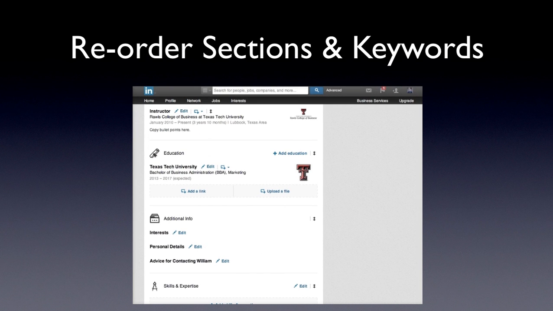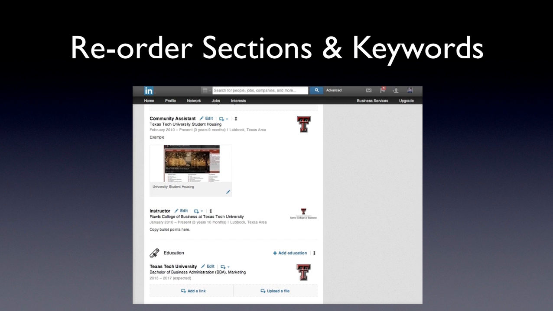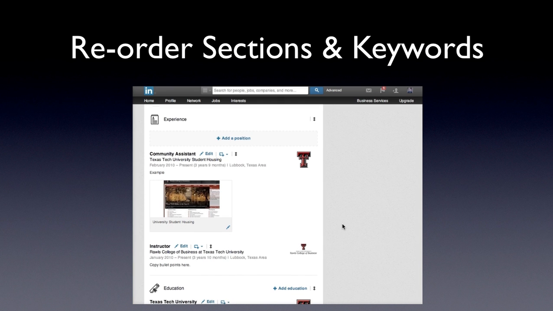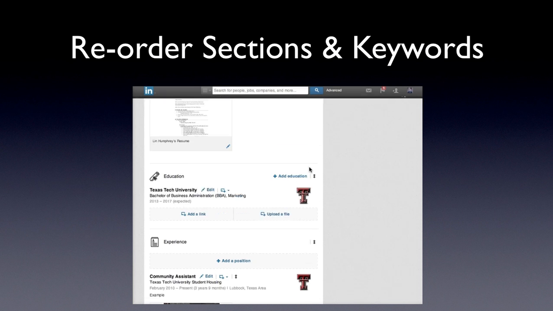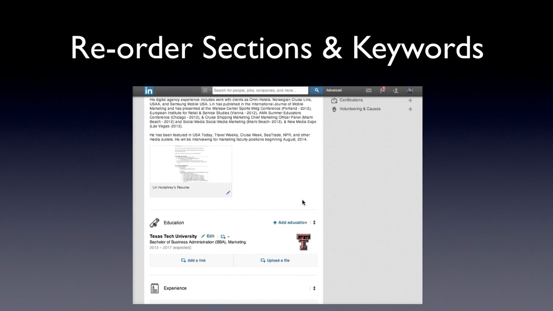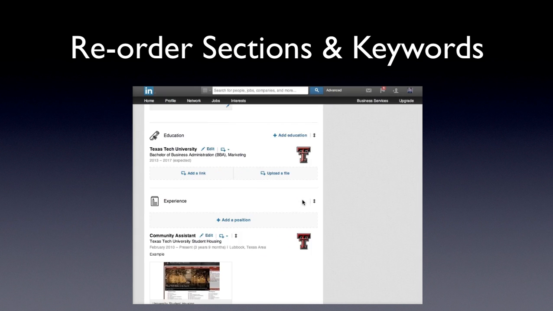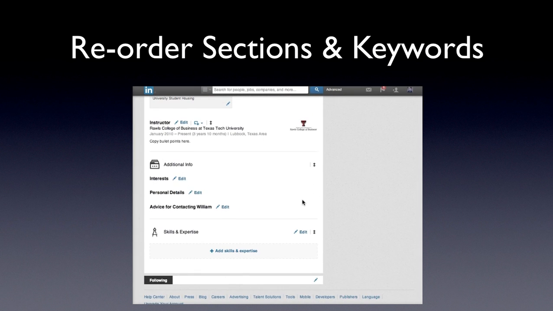Most likely, you'll probably want to have your education first, just like on your resume, and that's really easy to do. Notice that you have your experience here, education is below. Simply come to the right-hand side and drag it to the top. It will always need to go underneath your summary, but it should be towards the top. Perfect. Now I'm going to scroll down and look at skills and expertise.